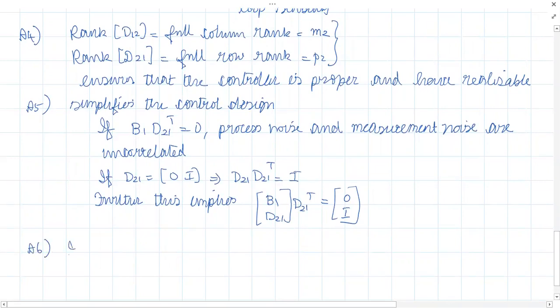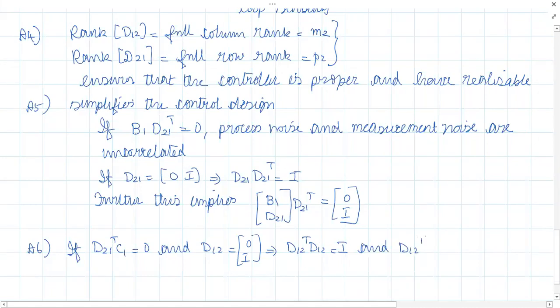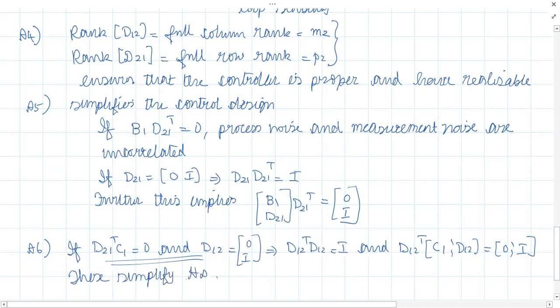Then sixth assumption. If D21 transpose C1 equal to 0 and D12 equals 0I, what does this imply? D12 transpose, D12 will be equal to what? I, right? And D12 transpose into C1, D12 equals 0I. It all happens only if these conditions hold good. Okay, so this will simplify the H infinity control problem solution.